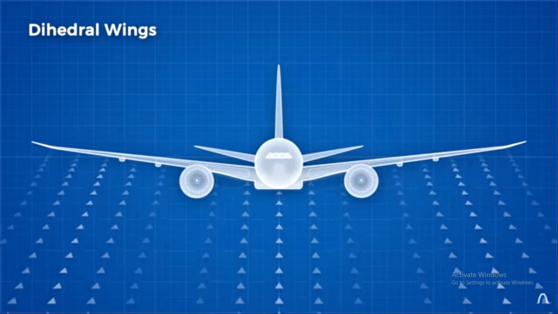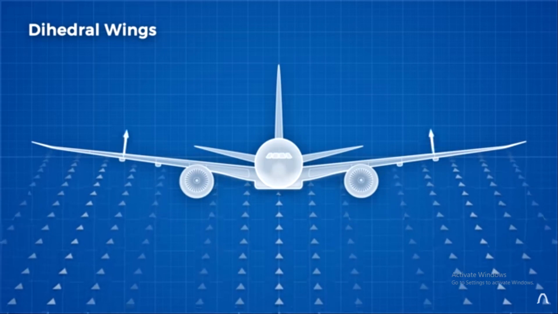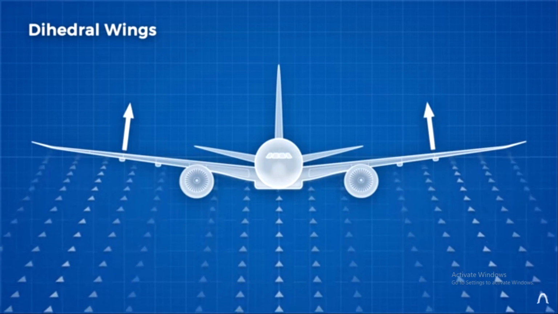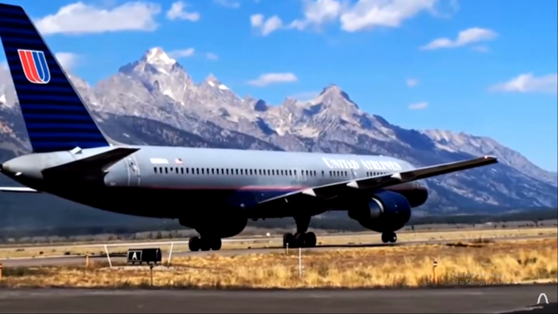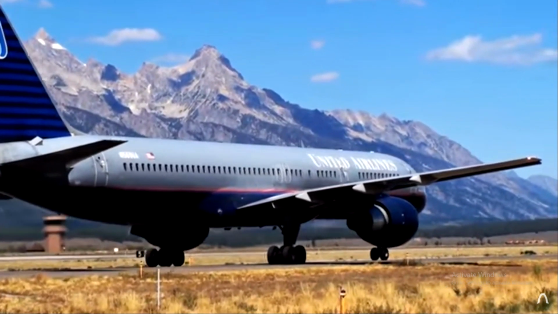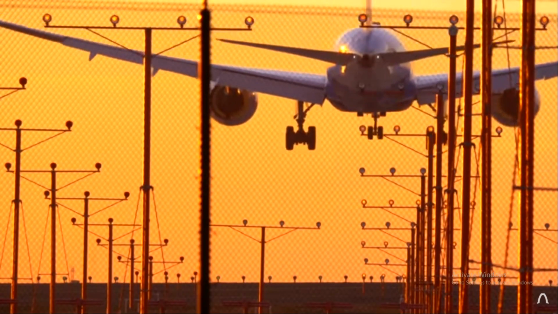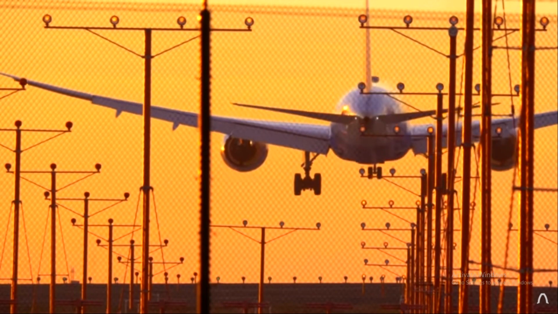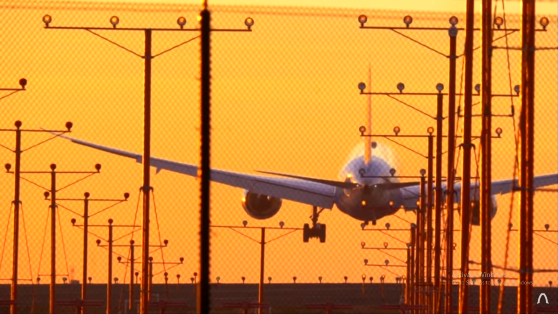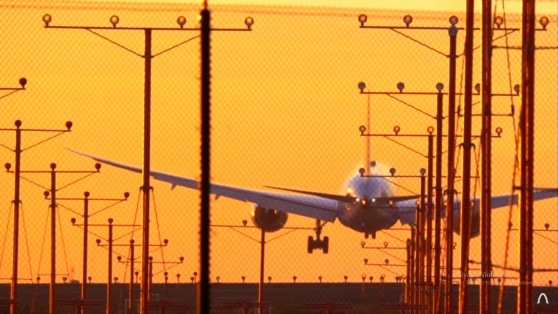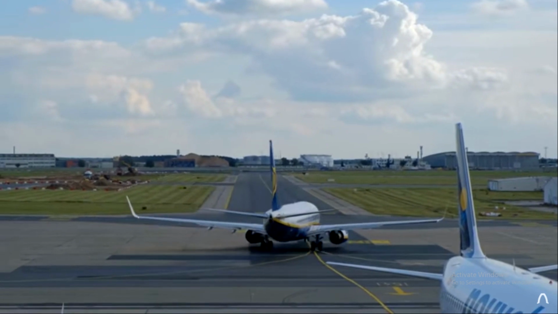Okay, this is dihedral wing shape. And this is aircraft with dihedral wing. This also same dihedral wing. And this aircraft also with dihedral wing.